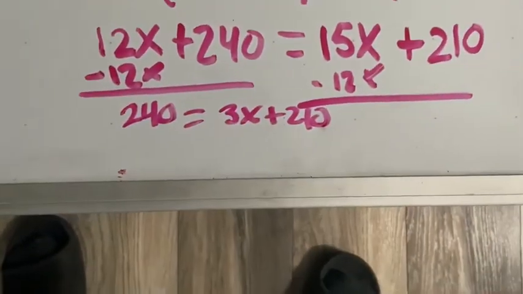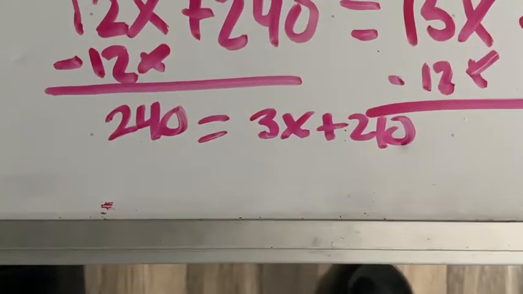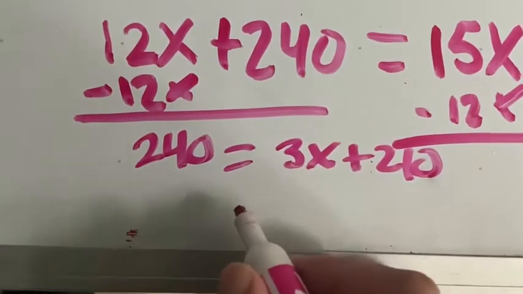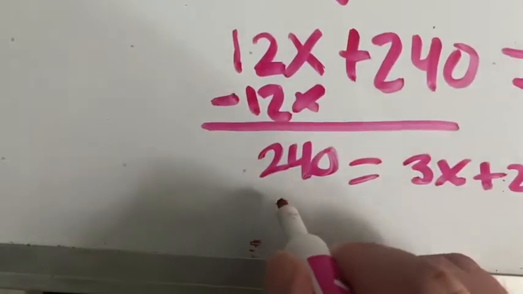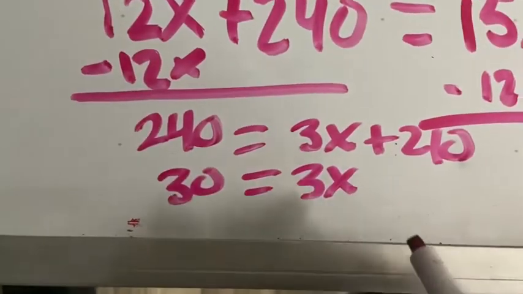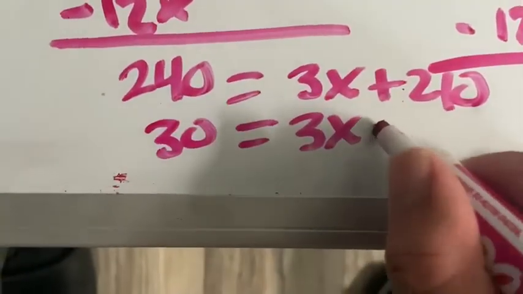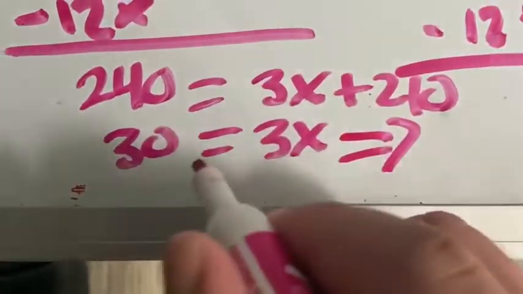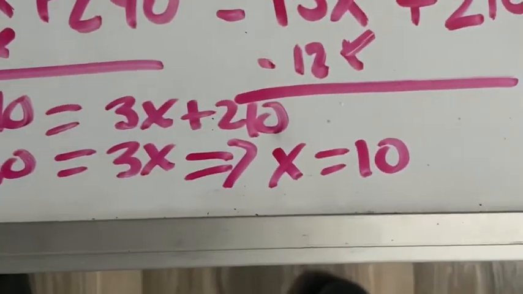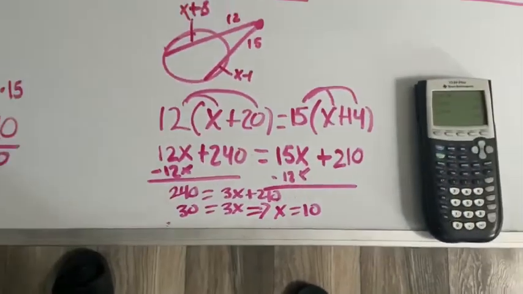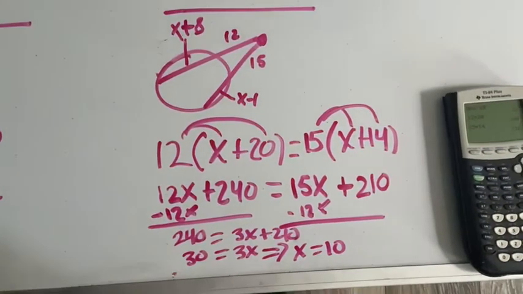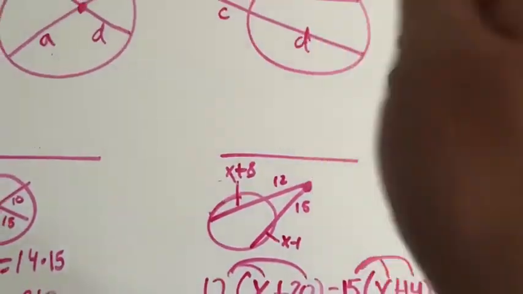Now what do you think I'm going to do after this? I'm going to subtract 210, right? So when I subtract 210 on both sides, I have 30 here and a 3x here. And because I'm running out of room, I'll just draw an arrow. The x is equal to 10. And that's how you would tackle that problem for an exterior intersection point when you have two secant lines, okay?